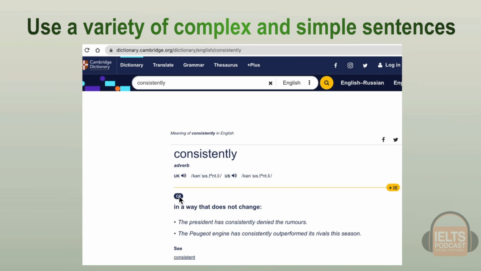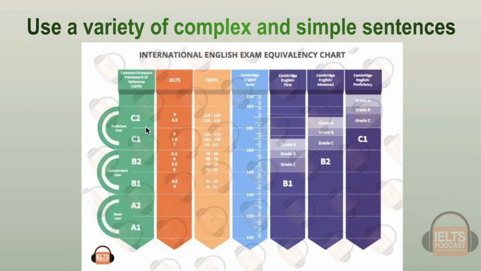Well, it's C2. What level is C2? Band 8.5, band 9. Now, I'm not saying that if you use these phrases, you're automatically going to get your band 7 or band 9. What I'm saying is that it will increase the chances, especially if you're using them accurately. That's why you need to get feedback on your essays to check that you're using them accurately.